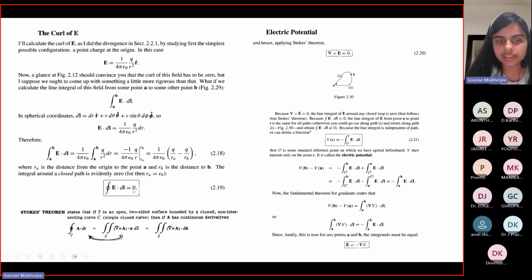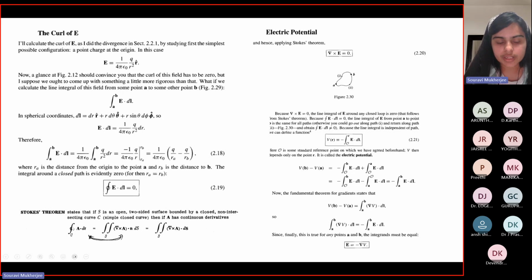Now, if we try to relate this line integral with surface integrals: this is a closed line, right? So that makes a surface. If you want to write it in terms of a surface integral, you use Stokes' theorem. So what does Stokes' theorem say?